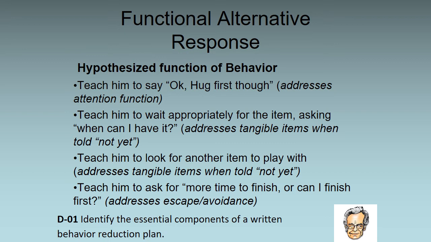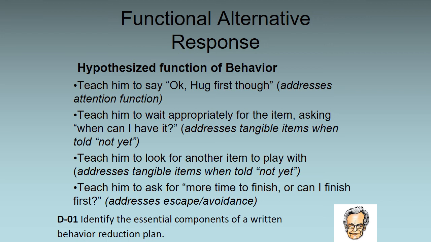Teach him to wait appropriately for the item, asking when can I have it. This addresses the tangible items when told not yet. Teach him to look for another item to play with. This also addresses the tangible items. And teach him to ask for more time to finish, or can I finish first. This addresses escape or avoidance. And we can do other skills like teaching him to wait.